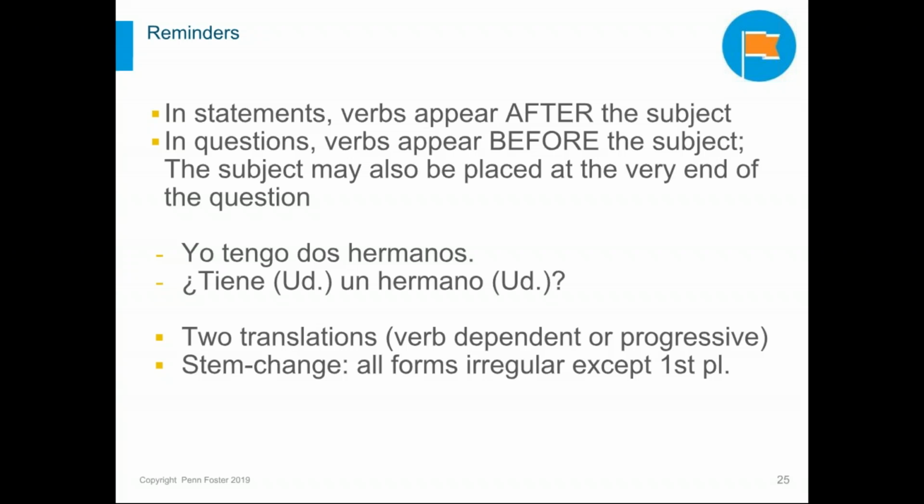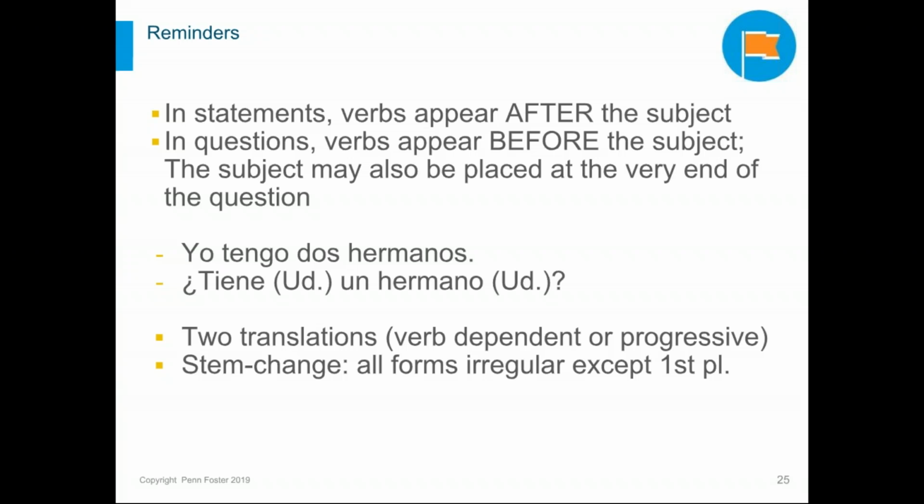Okay, but however, in a question, that's simply reversed, and you actually have two options. All right, the subject here, usted, which means you, can go after the verb. All right, the question is asking, do you have a brother? It can go after the verb, or if you prefer, it can also go at the very end of the question. Either one is acceptable. That's why the usted is in parentheses. You don't need to write it twice. It's just your choice. More commonly, you'll see it right after the verb, but it's not wrong if it is at the end.